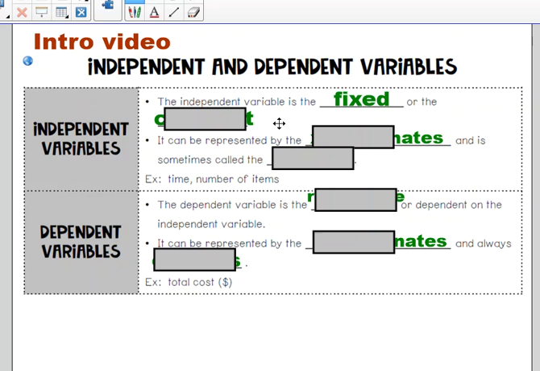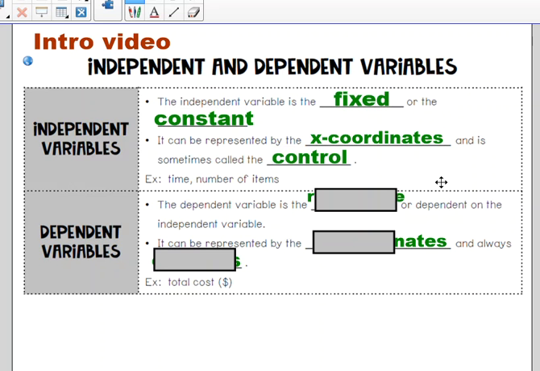The independent variable is the fixed one or the constant. Okay, it's fixed or it's constant. We'll discuss that a little bit later. It can be represented by x coordinates and is sometimes called the control. So if you're ever doing an experiment, which a lot of times we do these, sometimes just in classes, sometimes on our own, we just do lots of little experiments here and there to see what effect something has. You're kind of playing with what we call the IV, the independent variable there. All right, you're controlling something and you're seeing what effect that has.